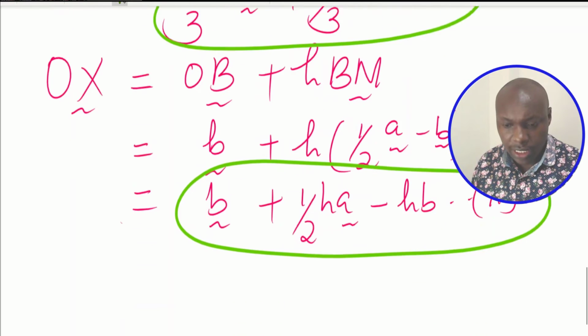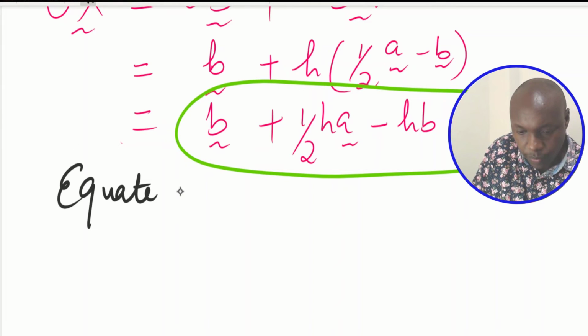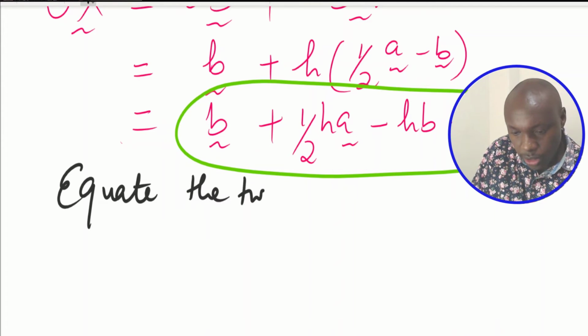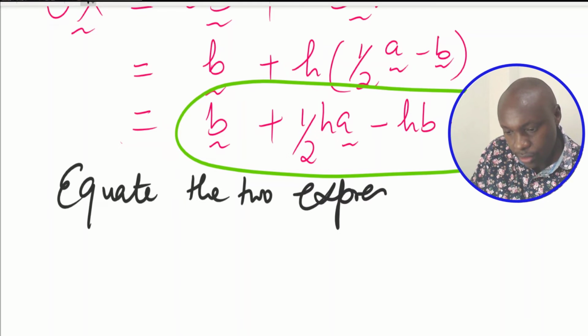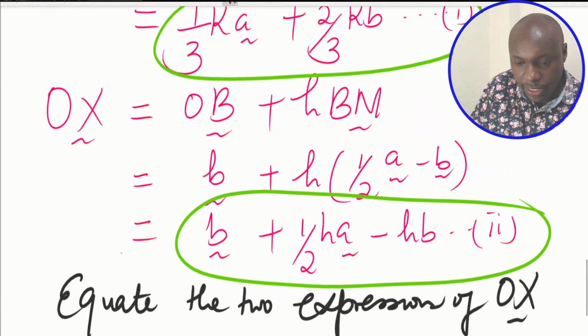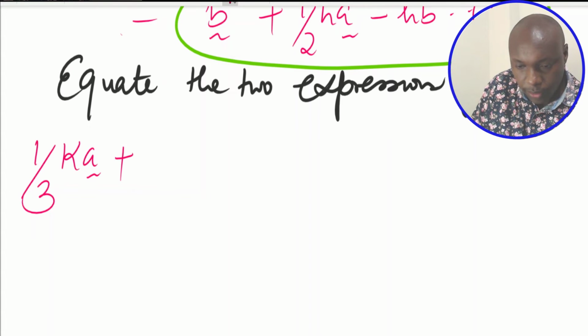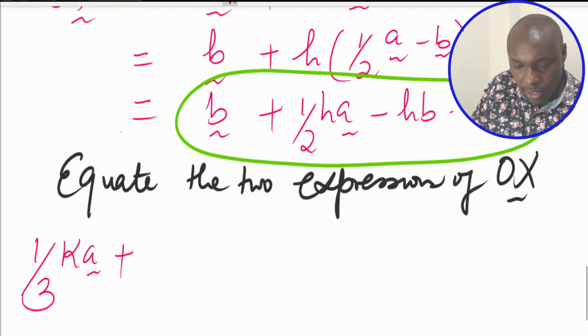So I will take a third Ka. So equate the two expressions of OX. This is what I'm going to do. The first expression is a third Ka plus 2/3 Kb.